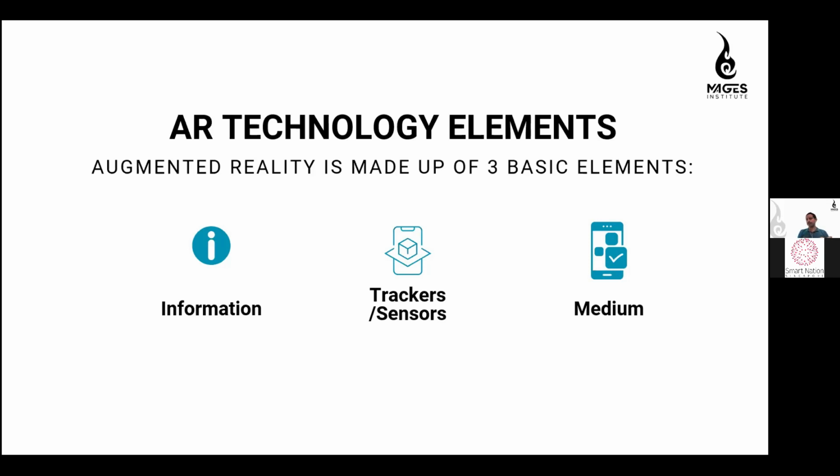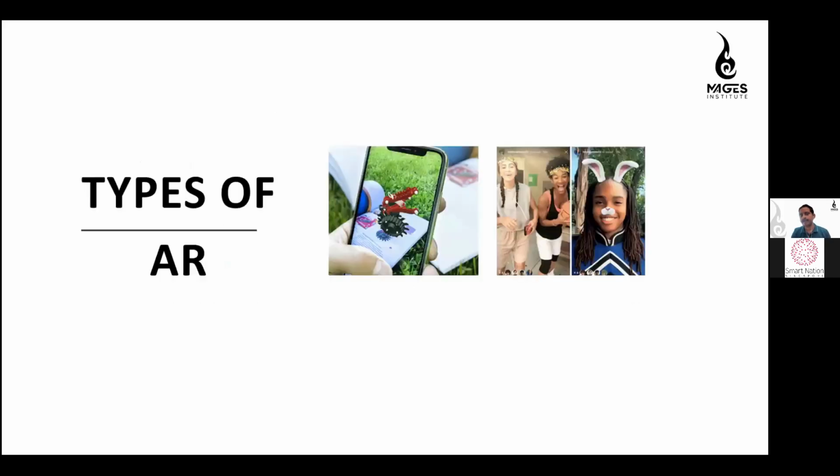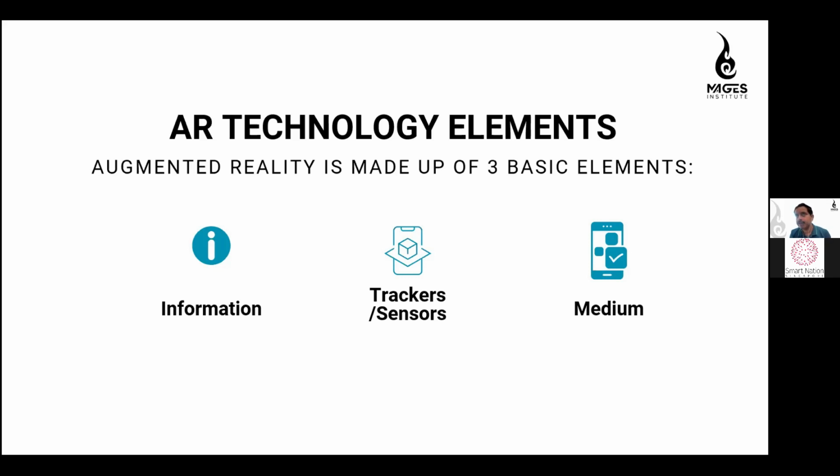What are these three elements? Let me cover them deeply. Information is basically what is going to be augmented. If I open my application, I see my real world. Can I drop in a 3D character? You can. Can I drop in furniture? You can. Can I drop in 2D text? You can. So the information is what you are trying to augment. It can be a 2D medium, text or an image, or a 3D form, a character, a sofa set, a dining table. It's completely up to you. The second is trackers.